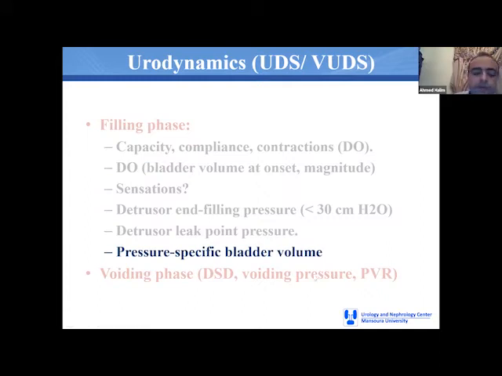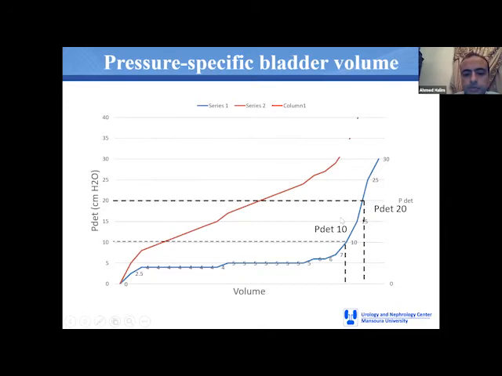So, this is an imaginary detrusor pressure curve, or two curves. The main parameter that we focus on during the filling phase of urodynamics is the detrusor pressure. We have to be mindful and try as much as possible to keep the end filling detrusor pressure less than 40, or better, less than 30 centimeters of water.